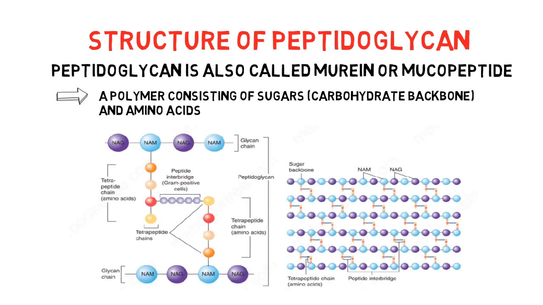You can see on the top of the picture there is a glycan chain with alternating N-acetyl muramic acid and N-acetyl glucosamine molecules. To each muramic acid molecule, a tetrapeptide consisting of both D and L amino acids is attached that connects two glycan chains. The composition of this tetrapeptide differs from one bacterium to another. A peptide interbridge connects these two tetrapeptide chains. And this is how peptidoglycan becomes a complex network that surrounds the entire cell.